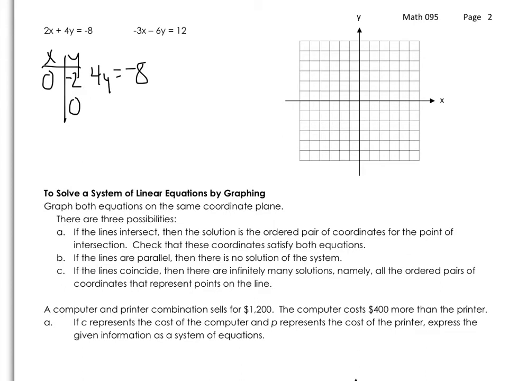Suppose we let y be 0. That'll give us 2x equals -8. Divide both sides by 2. We get -4. So (0, -2) and (-4, 0).